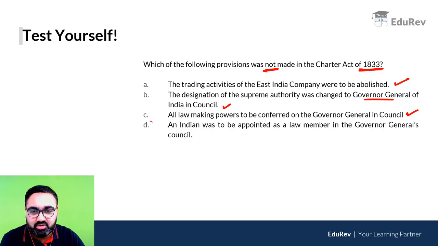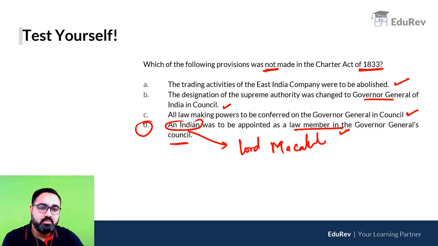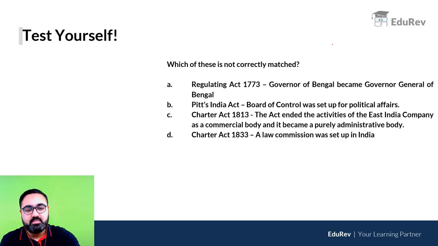As you can see, the 4th is incorrect. The 4th member was not supposed to be an Indian. The 4th member was added, that was fine, but not an Indian. Who was the first 4th member? This member was Lord Macaulay. As we had just discussed, Lord Macaulay was the 4th member. So the 4th member was added, that is fine, but not an Indian. So D is the correct answer.